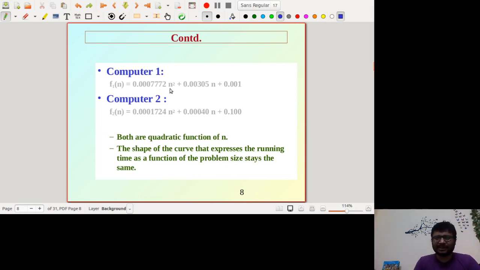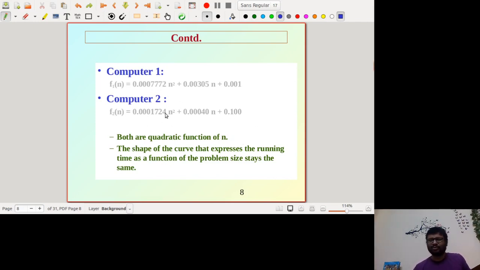So roughly speaking, if n goes up by a factor of 2, n square goes up by a factor of 4 and so on. This is basically the reason why we saw computation time go up by a factor of alpha square when the size of the input goes up by a factor of alpha. So both are quadratic functions of n. The shape of the curve that expresses the running time as a function of the problem size stays the same.